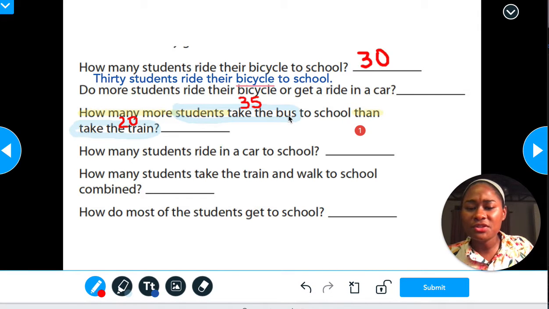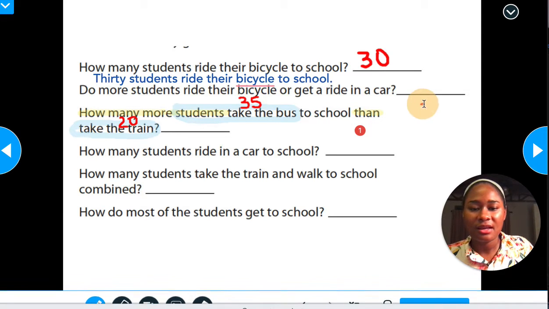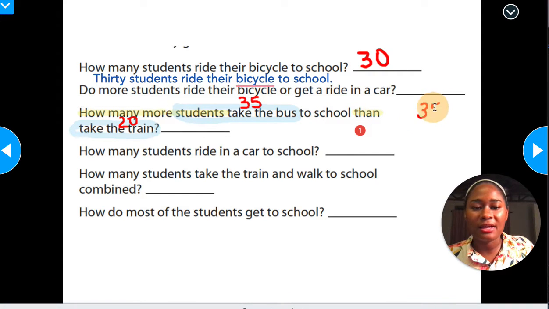So 35 students take the bus and 20 students take the train. Am I done? No. So they asked me how many more students take the bus. So what's the difference between 35 and 20? 35 is how many more than 20? I can answer that by doing some quick subtraction.